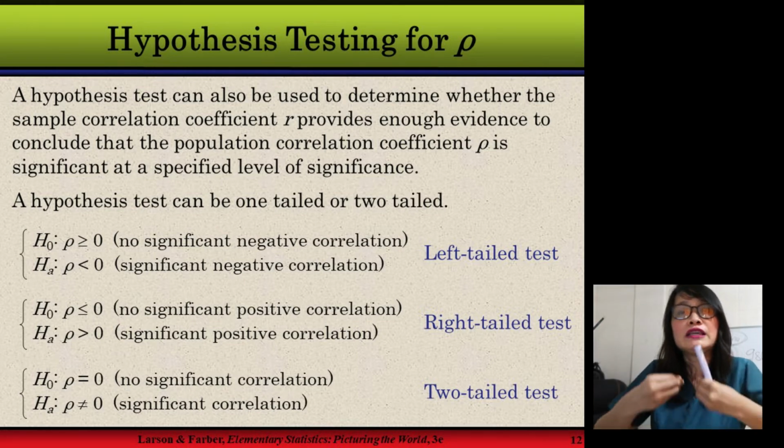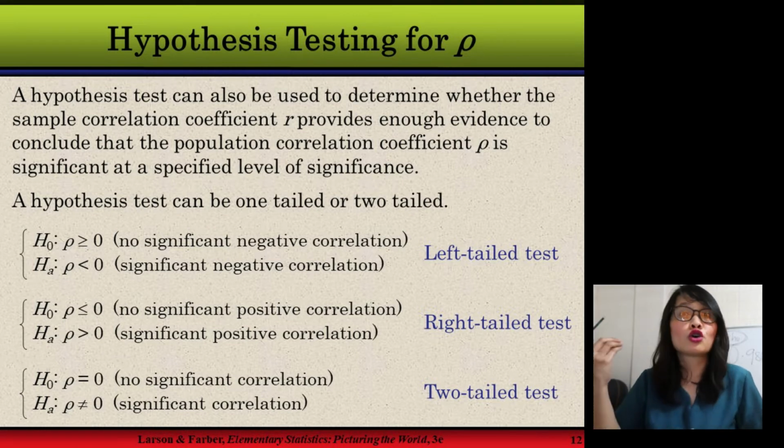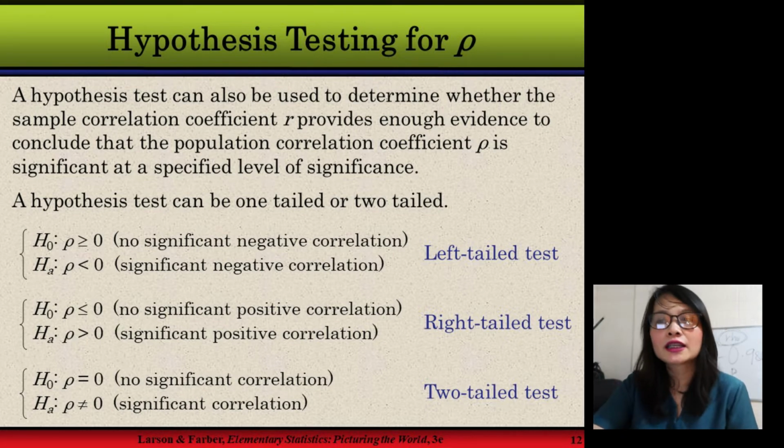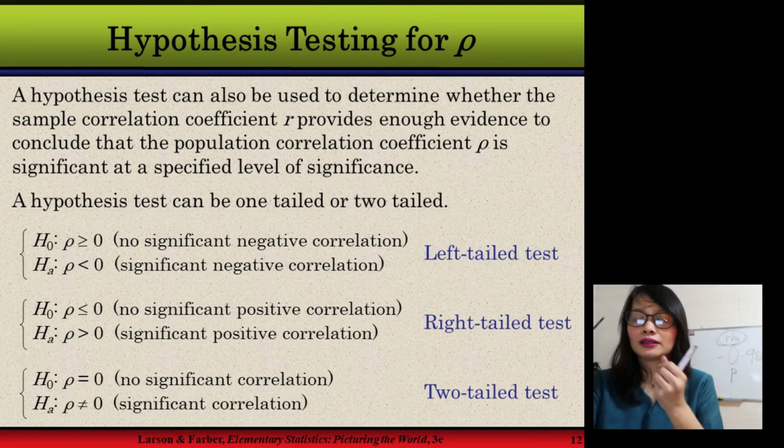So to determine the significant relationship of the two given variables, we need to apply hypothesis testing for the population correlation, which is denoted by P or rho. Hypothesis tests can be one-tailed or two-tailed. I think you're familiar with that one because we tackled it last week.